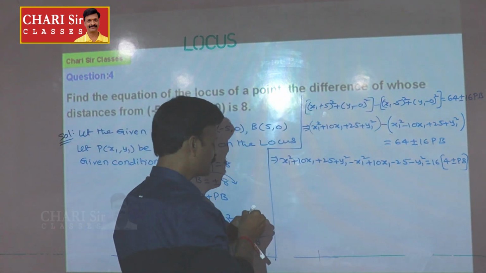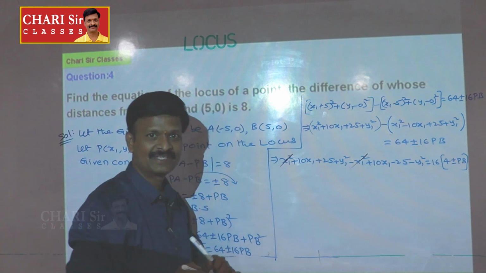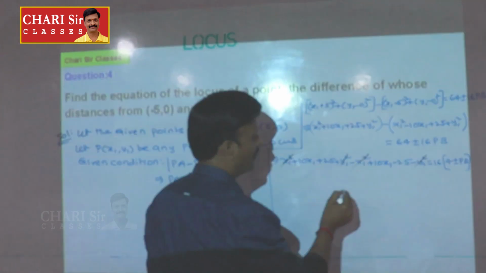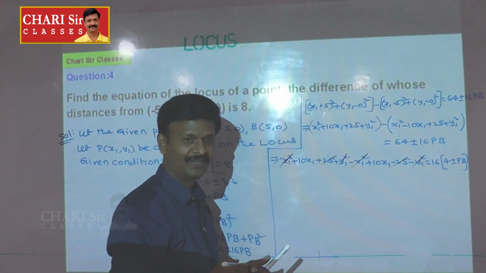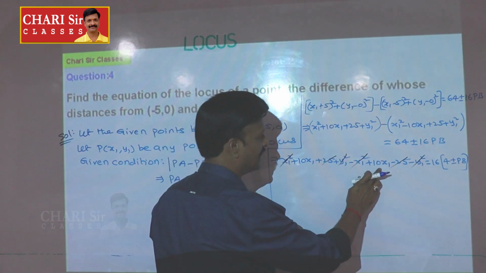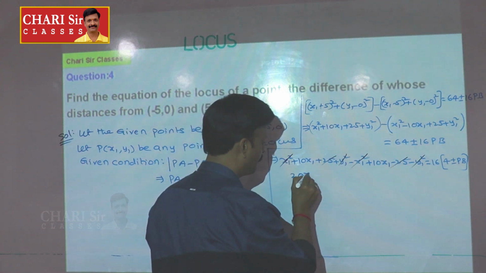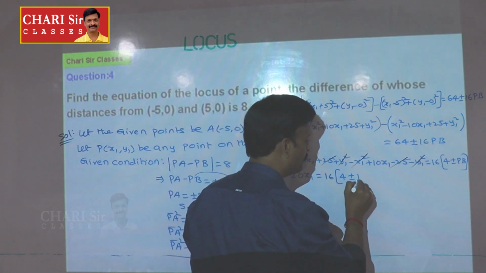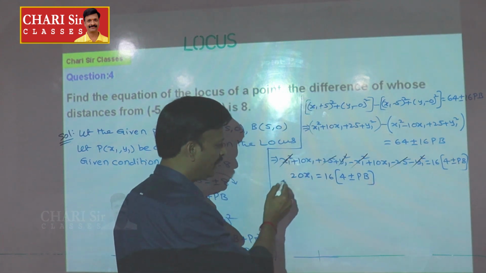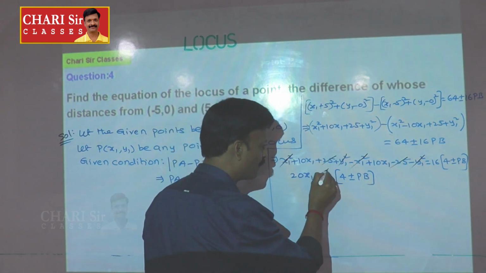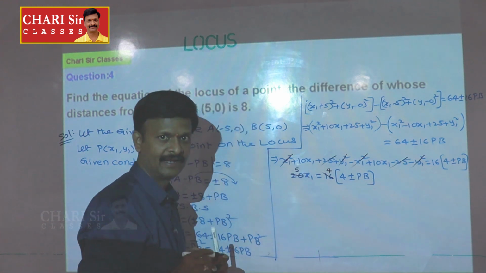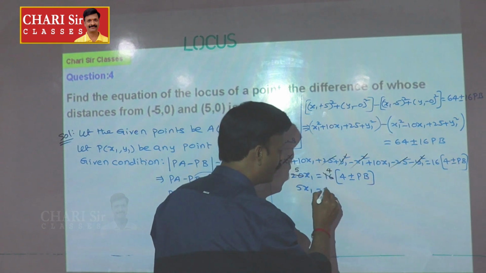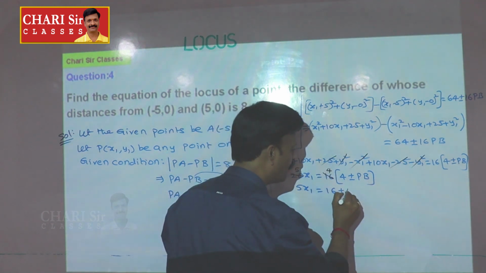Now x1 square can be cancelled with minus x1 square, and y1 square will cancel with minus y1 square, and plus 25 will get cancelled with minus 25. That is 10x1 plus 10x1, so 20x1 is equal to 16 into 4 plus or minus PB. Now anything gets cancelled? Yes, with the 4 table. 4 4s are 16, 4 5s are 20. Now we can write it as 5x1 is equal to 4 into 4, 16 plus or minus 4 PB.